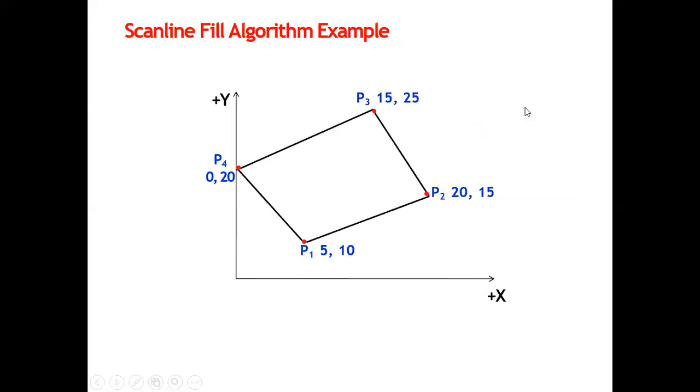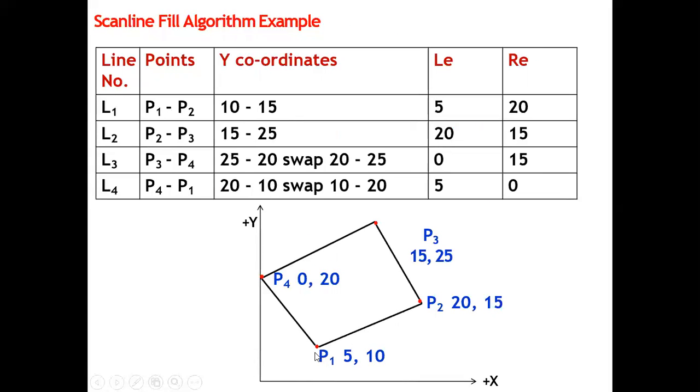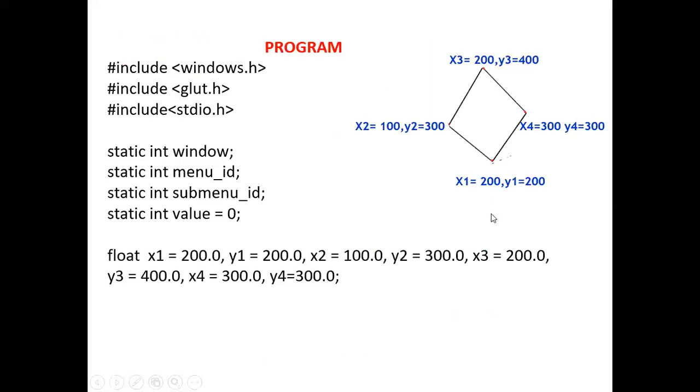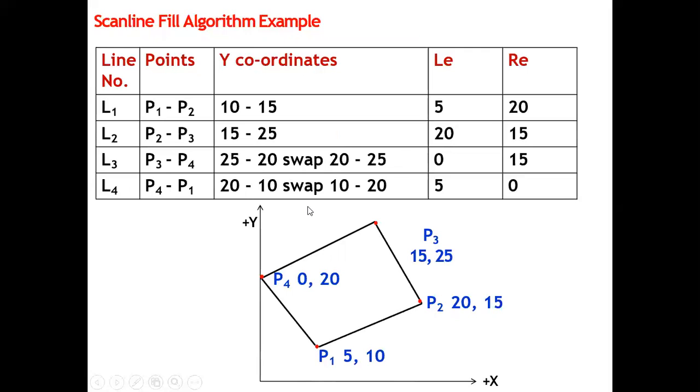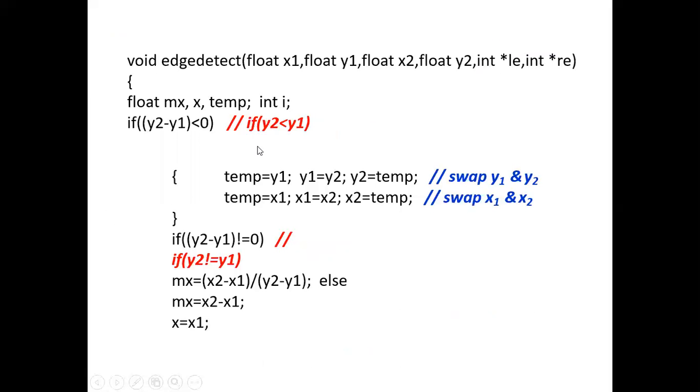As we have seen in this example, I will find out the points x1 y1 and x2 y2. I will check whether it is going from y min to y max. Then I will find out which is the left end point and which is the right end point. All these operations are done by using the function which is called the edge detect function.